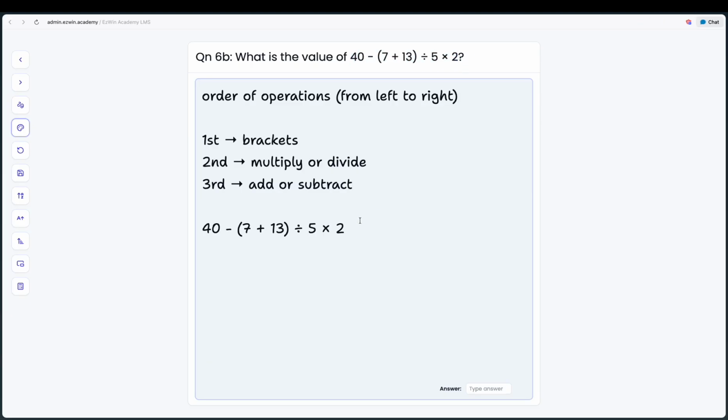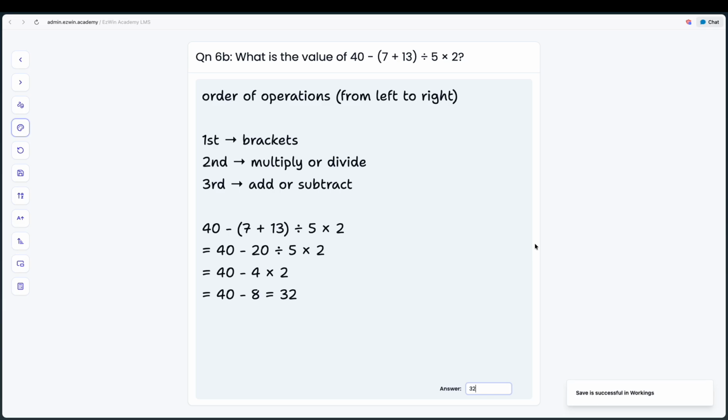Which one do we start first? I think you probably know. We start with the brackets. So in this case, 40 minus, 7 plus 13 will be 20. Now what do you think the next step is? Do we minus or do we do something else? We do something else, which is the divide. So 40 minus 20 divided by 5, it should be 4. Do we still minus first? No, we still have a multiply. So we prioritize multiply. So in this case it will be 40 minus 8, and this gives us 32. So the answer in this case is 32.